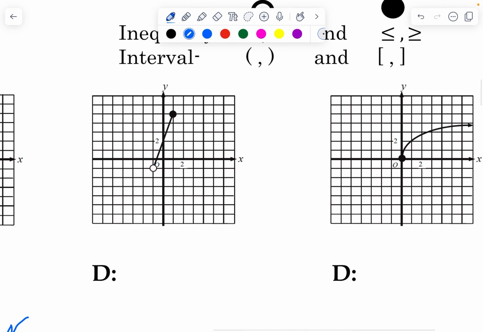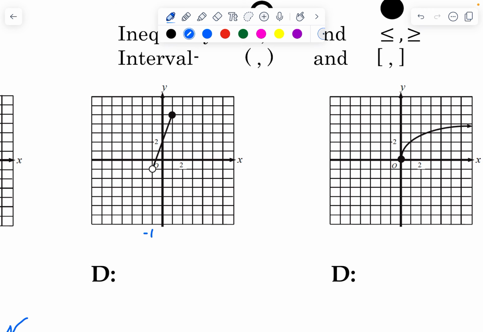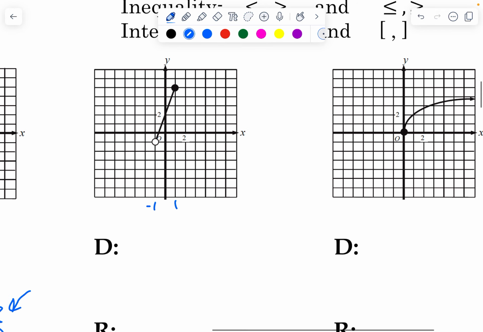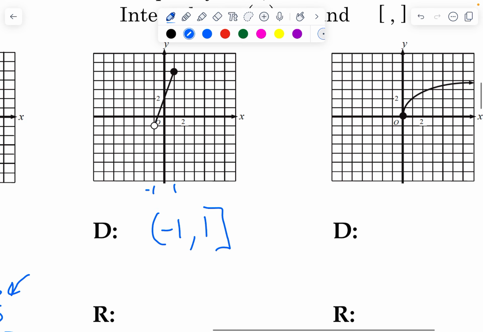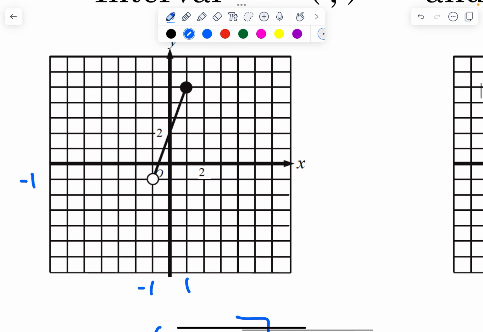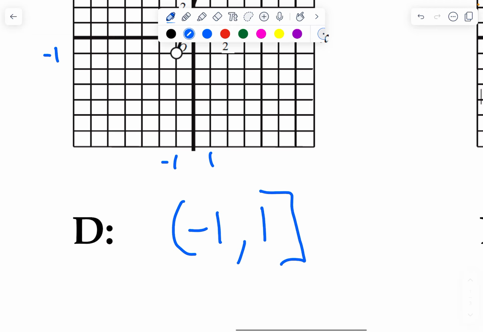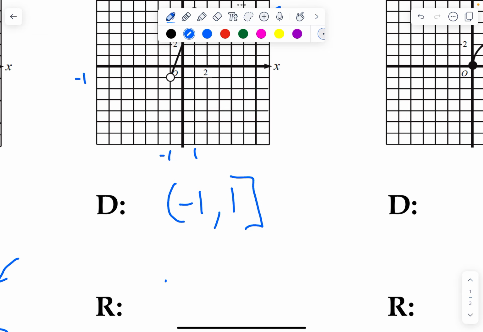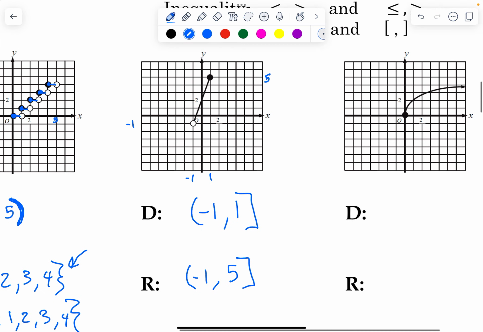Okay. The next one, my domain starts here at, I think this is -1, and then we go to +1, but you'll notice we did not include -1, and we do include +1. My range, my y values, go as low as -1 and as high as, let's see, 1, 2, 3, 4, 5. Did we include -1? Nope. Did we include 5? Yep. And so that would be our answer.